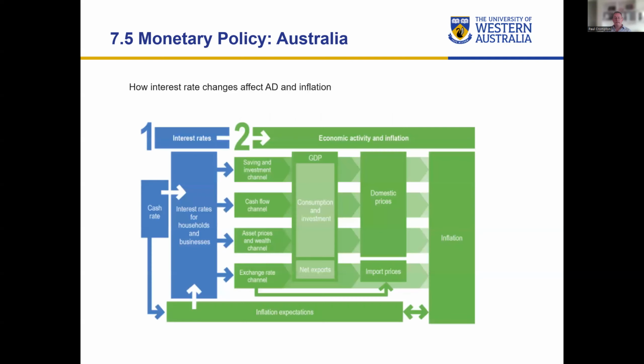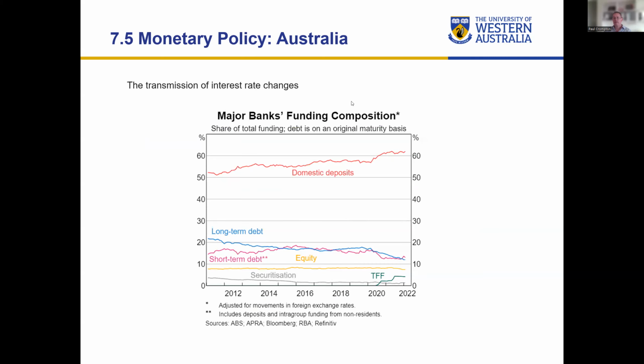So one more slide in this topic. This is a complex one, so I'll create another video for this diagram. This diagram explains how changes in the cash rate flow through, affect aggregate demand and ultimately inflation. And it's actually a lot more complex than a lot of people think. So we'll leave this video there.